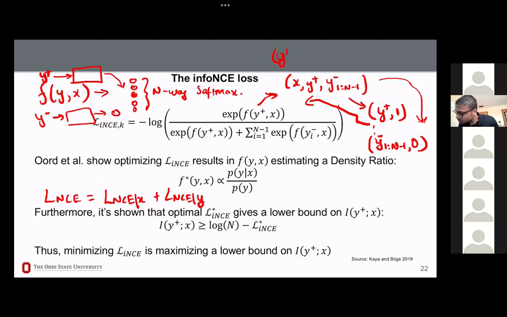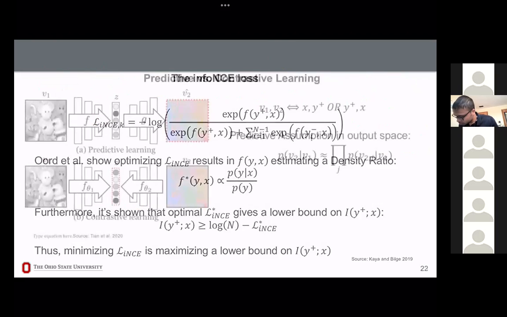So you will have a y plus, let me write this way. Oh, my bad.